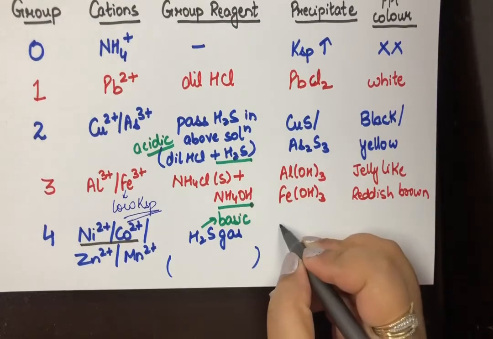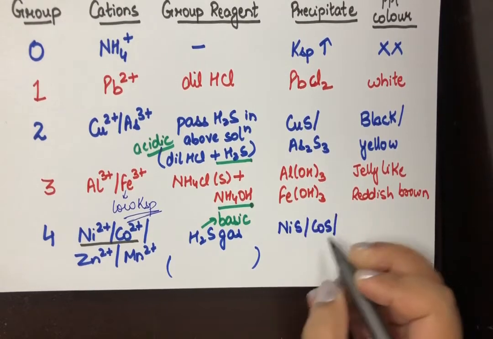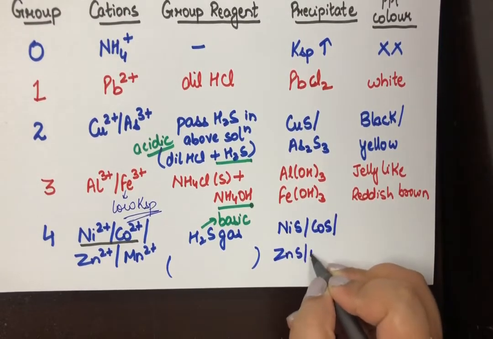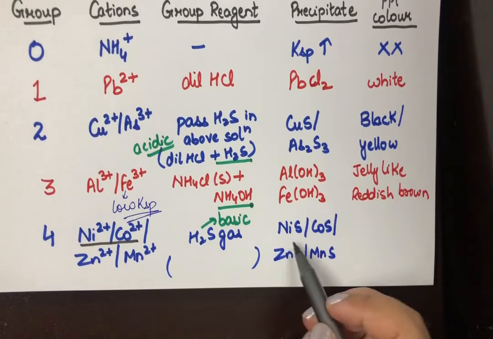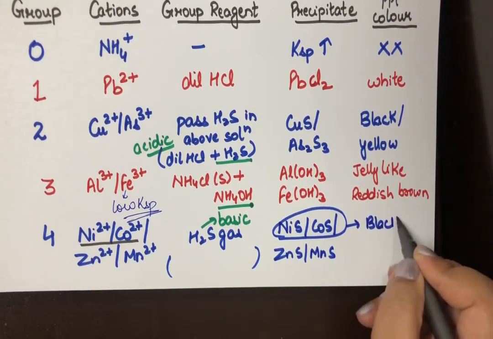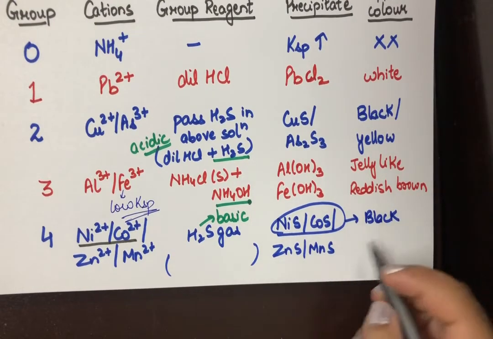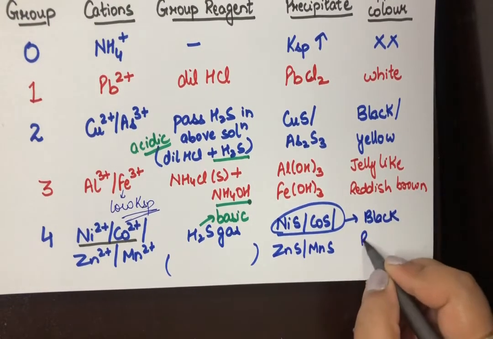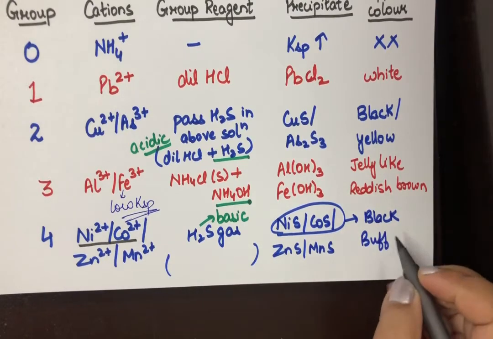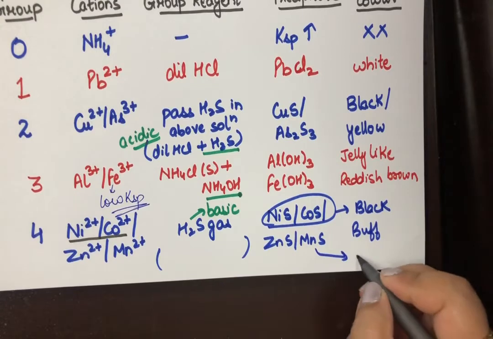Now what will be the precipitate? The precipitate can be nickel sulfide, cobalt sulfide, zinc sulfide or manganese sulfide, wherein the first two are mostly black in color. Zinc sulfide is buff color, which is a little pinkish brown. And manganese sulfide is dirty white.